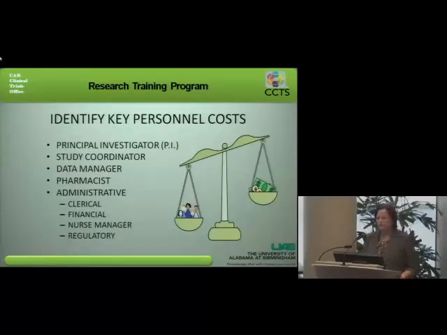So first off, you're going to look at your key personnel costs. You want to make sure you're thinking about what's required of your principal investigator, the study coordinator. If you have a second person involved, that will be a data manager, your pharmacist, administrative effort. Is there clerical and financial personnel involved? Is there a nurse manager overseeing the overall process? And what's required from a regulatory standpoint?